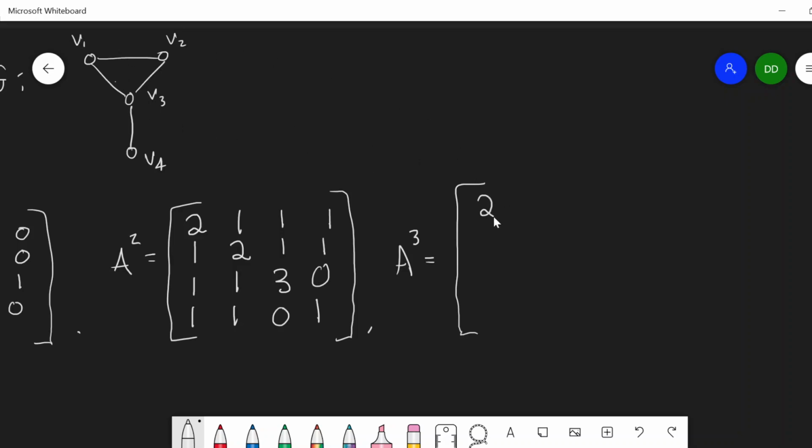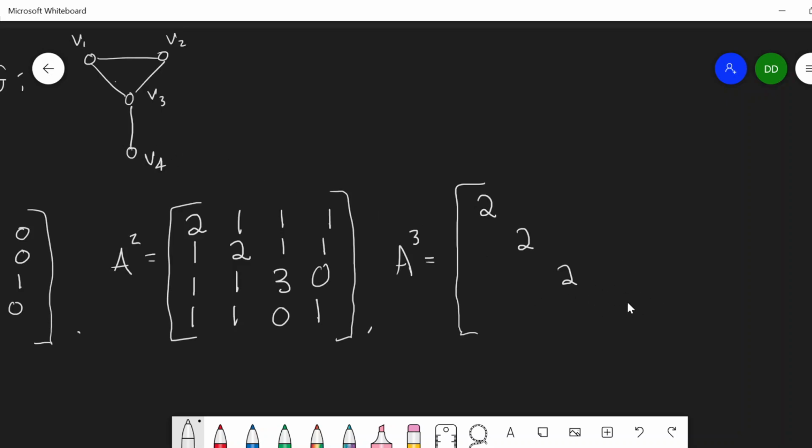So this will be 2. There were 2 walks of length 3, one going this way around the triangle, one going that way around the triangle. And that's all of them. And this is the same for each of these. V2, this should also be 2. This should also be 2. So in general, the kk entry of A cubed is twice the number of triangles that contain the vertex vk.